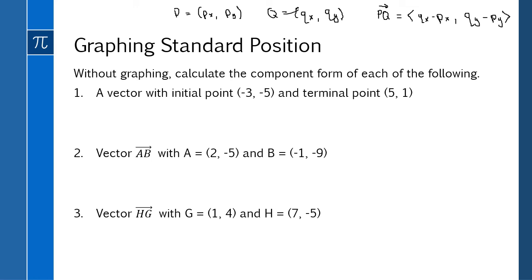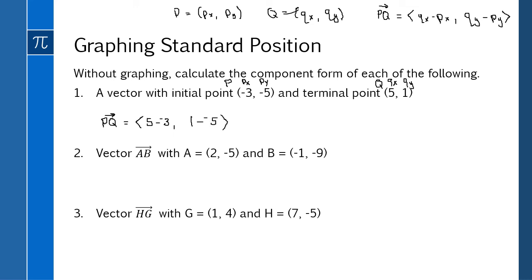So for instance, if I have a vector with initial point (-3, -5) and terminal point (5, 1). So the initial point, this is P. Terminal point, this is Q. So the P sub x is -3, the P sub y is -5, Q sub x is 5, and Q sub y is 1. Then the vector from P to Q will be given by 5 minus negative 3, comma, 1 minus negative 5.